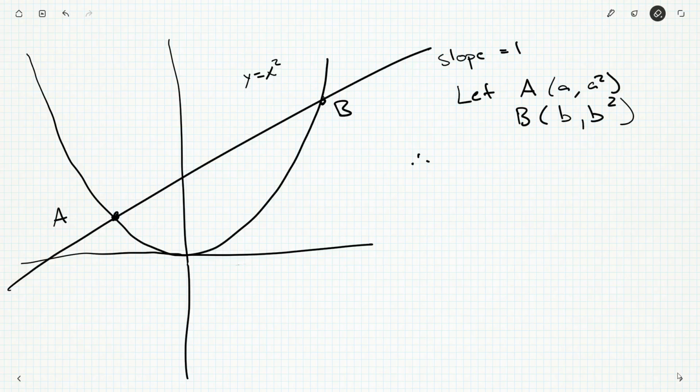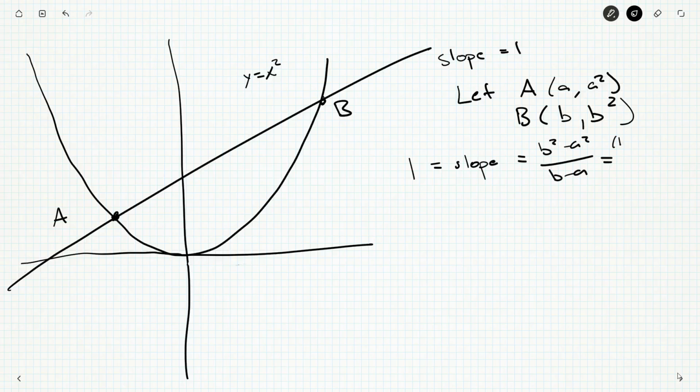Now, since the slope is 1, and we have 2 points on the line, we can say b squared minus a squared over b minus a is 1. But hey, that's difference of squares. So that tells me b plus a is 1, or a plus b, depending on how you want to write it. Okay, so that's nifty. A plus b is 1. What else did they tell us?